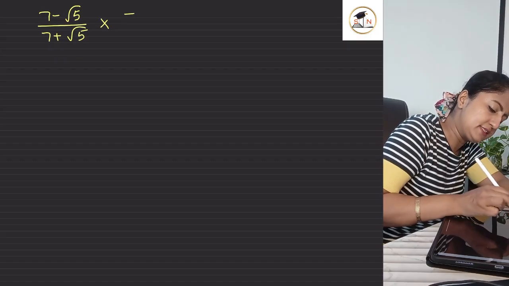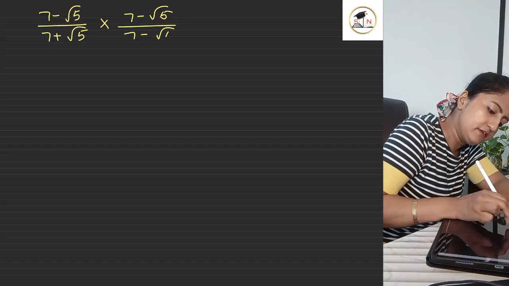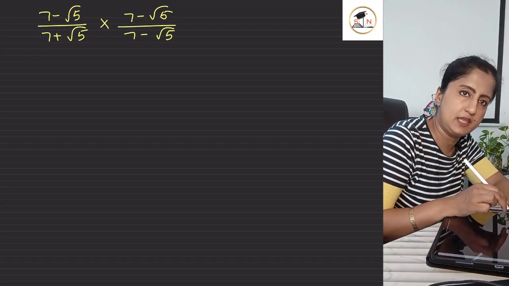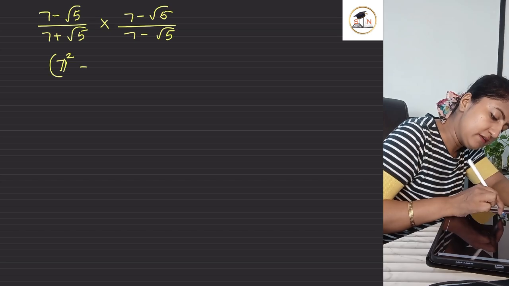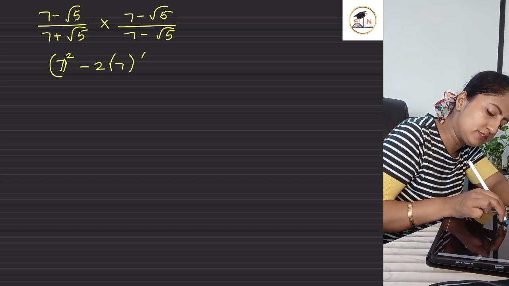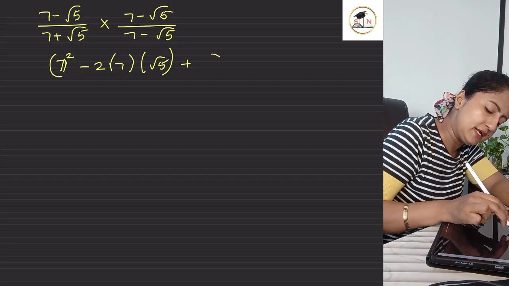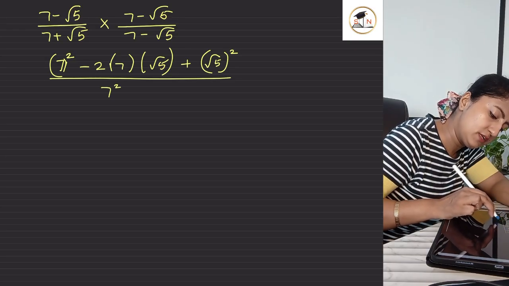The method remains same. यहाँ पे हम 7 minus root 5 से multiply divide करेंगे. So what do we get? Whole square की identity लगेगी, which is (a minus b) whole square. That is a square. A square is 7 square minus 2ab, 2 into 7 into root 5, और फिर b square, that is root 5 का square, over a square minus b square.